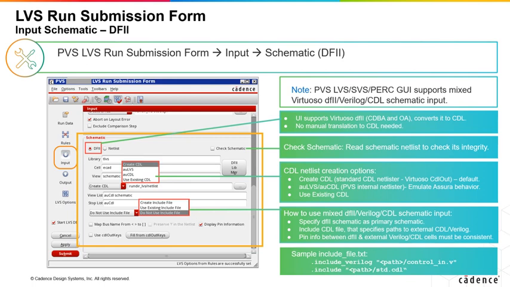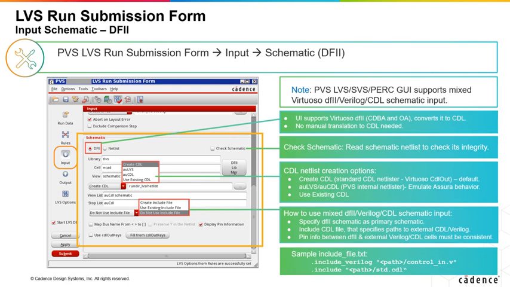To create the CDL netlist out of the schematic view, there are 4 options. Create CDL option to create a netlist using the standard CDL netlister, that is Virtuoso CDL out, AU LVS or AU CDL option to create a CDL netlist using the PVS internal netlister, or use an existing CDL netlist. There are fields to enter view list and stop lists.